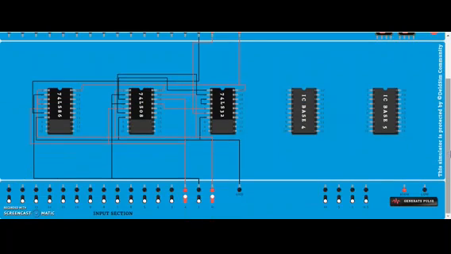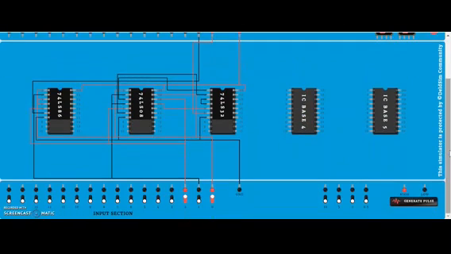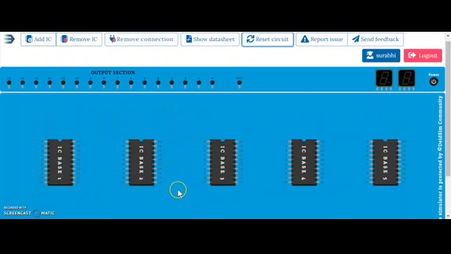In a similar way, we have to make a circuit for the full subtractor. We will see it in the very next video, where we will see that this is for the full adder. So now we will see the full subtractor.